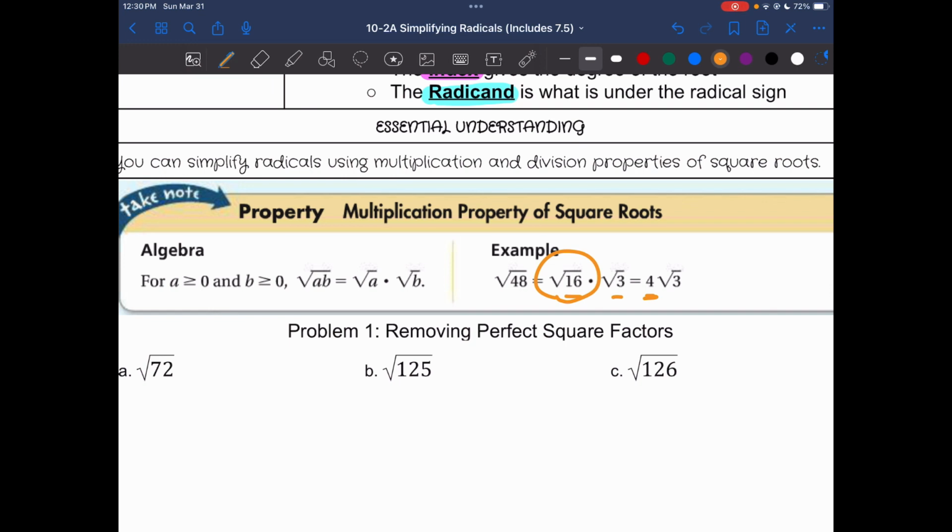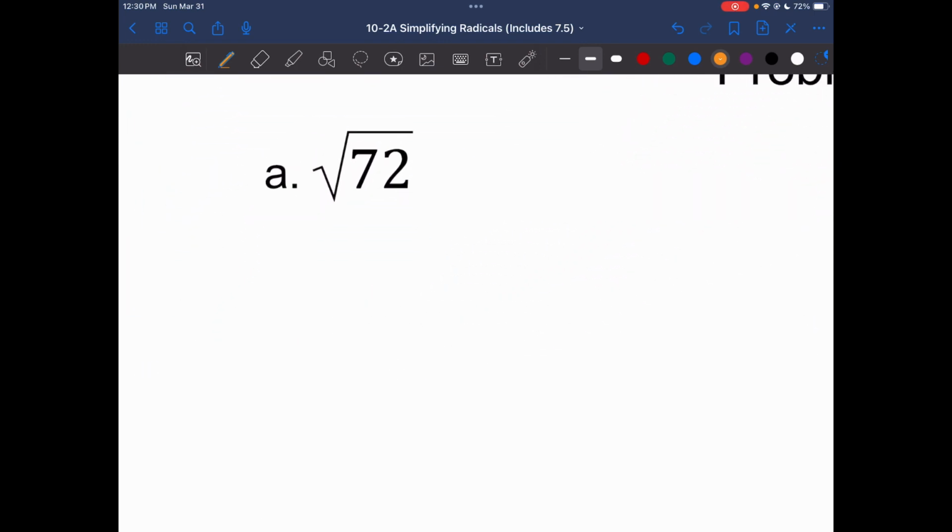So problem number 1, we're going to focus on removing perfect square factors. If we zoom in on letter A, we're going to break 72 down into its factors. The way we're going to do this is we're going to use a factor tree. We're going to break down and find some of the factors that make up 72. We can go with a 6 and a 12. 6 times 12 is going to be 72. Do we have any perfect squares here? No, we don't. So we're going to bring it down to another level.